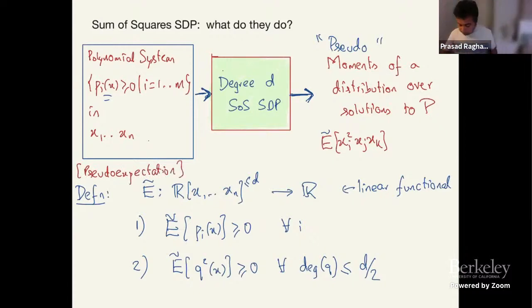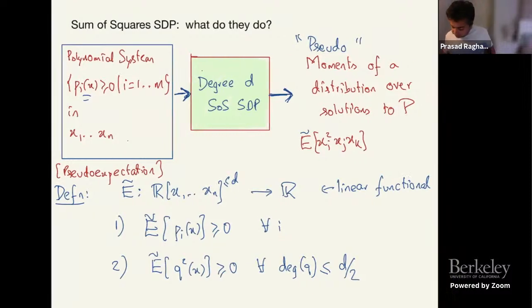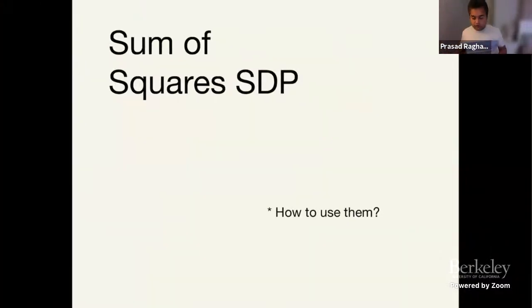Okay, so that's good. Now, that's what they do. So how do we use them? We will see how to use them by looking at a particular application, like an example. The example we look at today is robust linear regression.